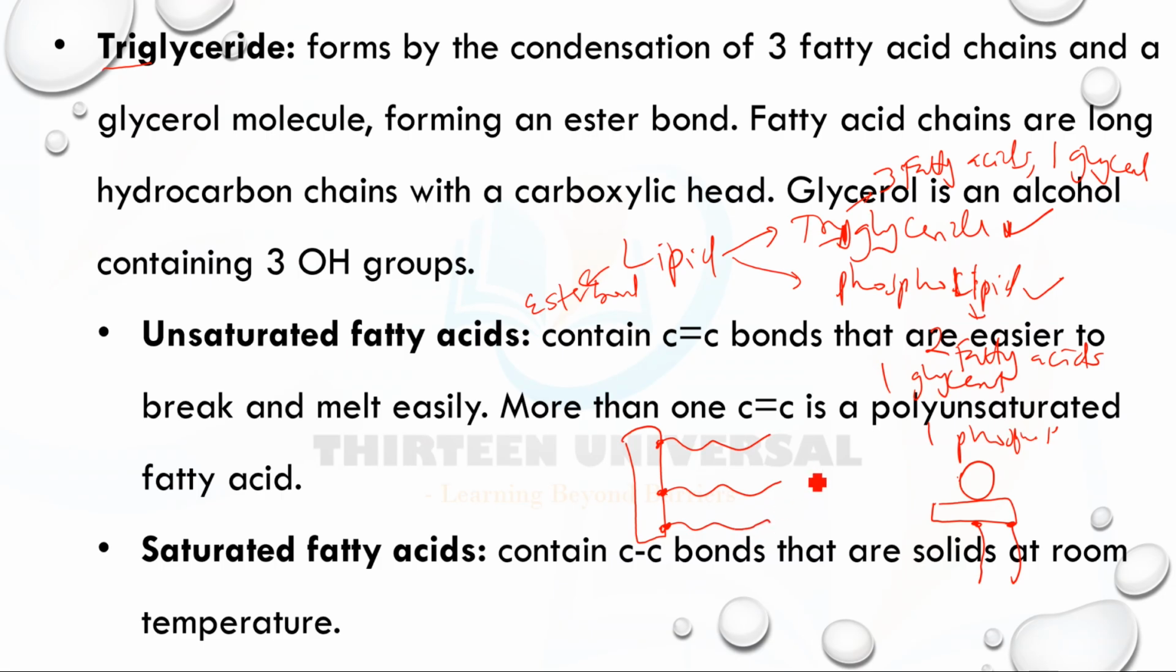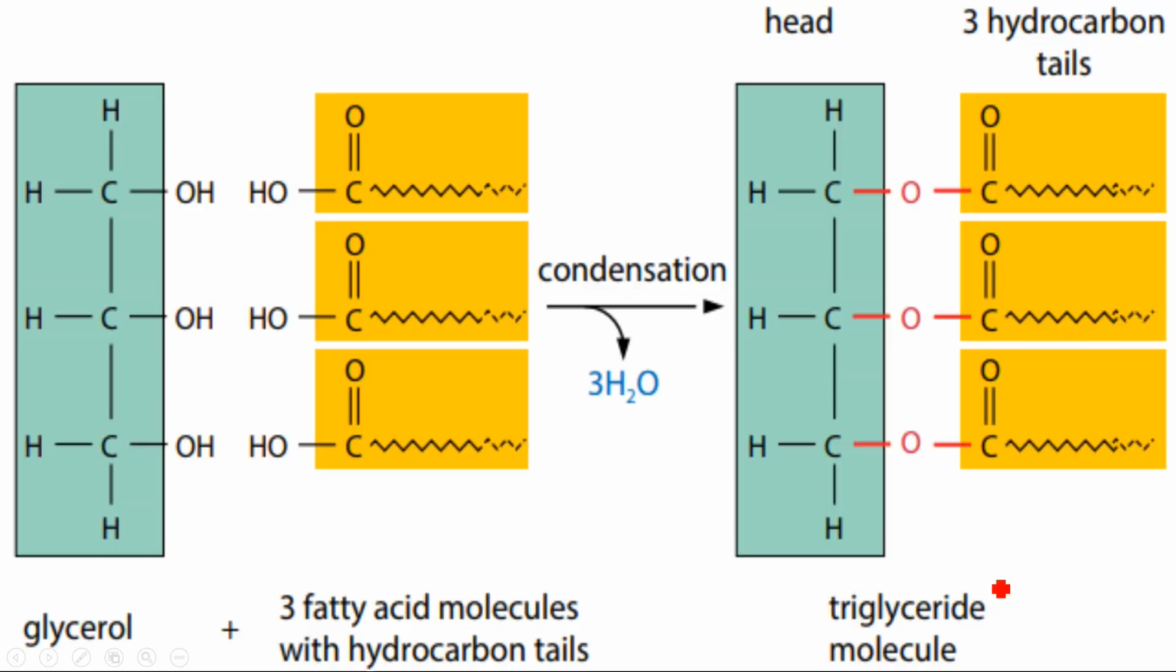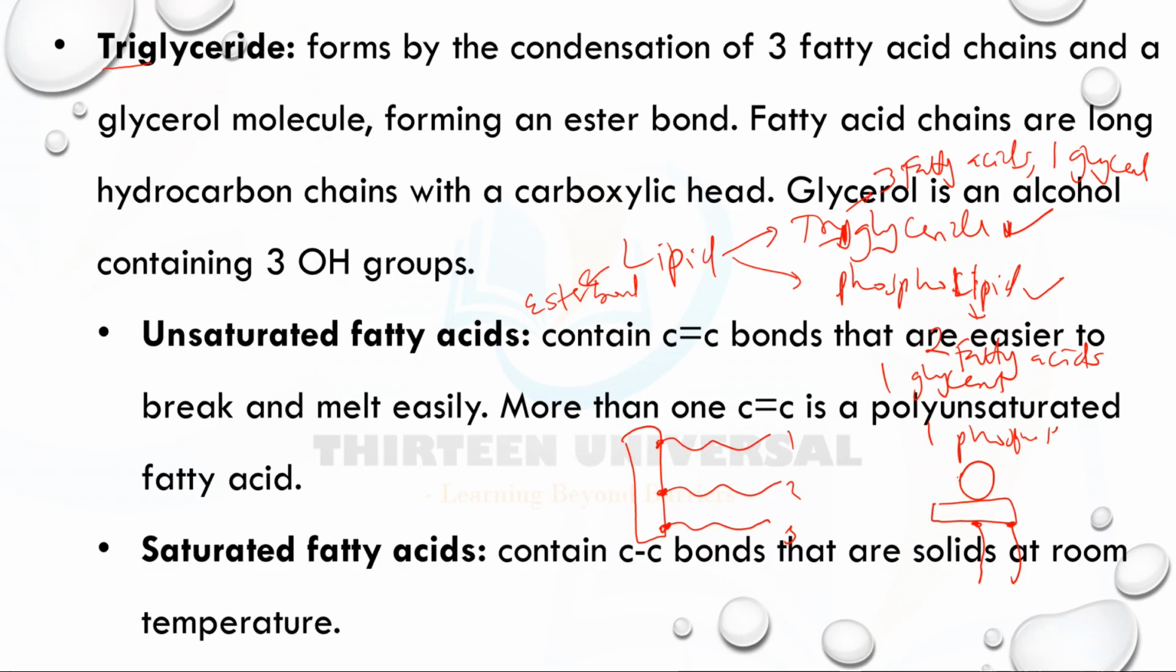Triglyceride has 3 fatty acids, 1, 2, 3. That means 3 ester bonds. This has 2 fatty acids, 1, 2. And therefore 2 ester bonds. Now that means that when this is formed, three water molecules are formed. For this one, 2 water molecules are formed. We're going to get into that.